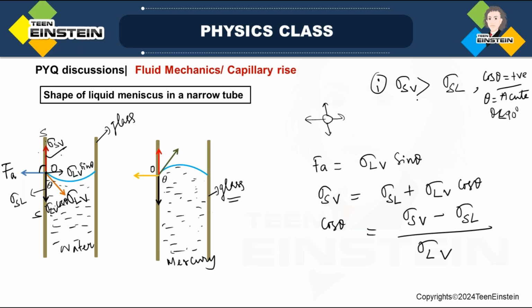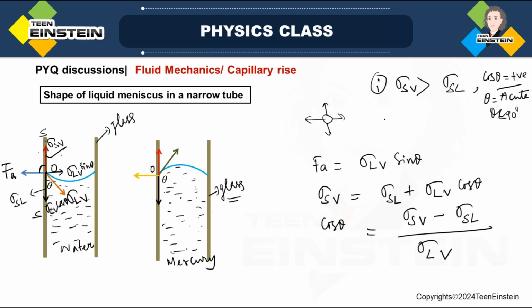Then what will happen? There will be a rise. This liquid molecule will be pulled up here, pulled in the upward direction. So that's why the meniscus will be a concave meniscus, and the liquid will wet the surface of the solid.